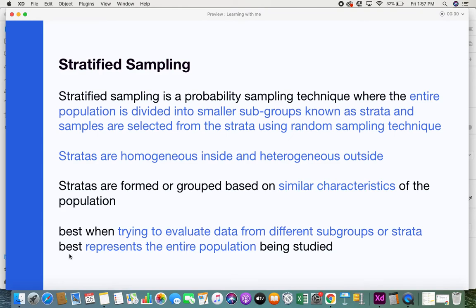And the final one is, it best represents the entire population being studied. So when you look at the population being studied, you're focusing on a particular population that's relevant to your study, okay? The ratios are also managed. Everything is best represented in this particular technique. So this is about the stratified sampling technique.